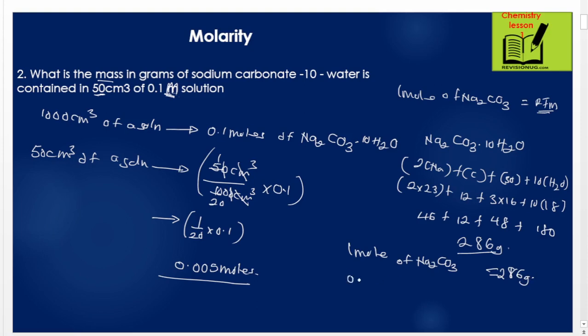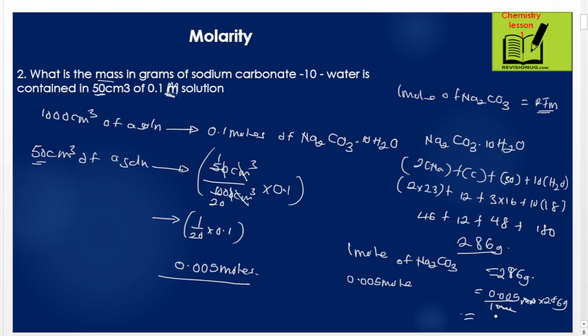Then how about 0.005 moles that are contained in 50 cubic centimeters? We are going to get 0.005 out of 1 mole, then times 286 grams. Then a mole will go with a mole. Therefore we are multiplying 0.005. Let me first clear my calculator.